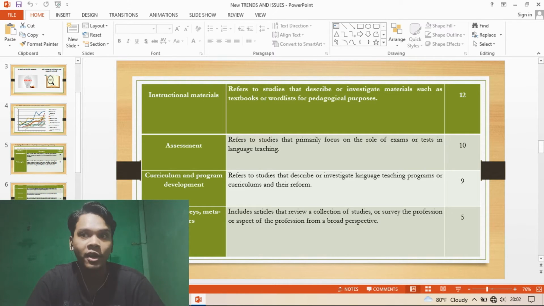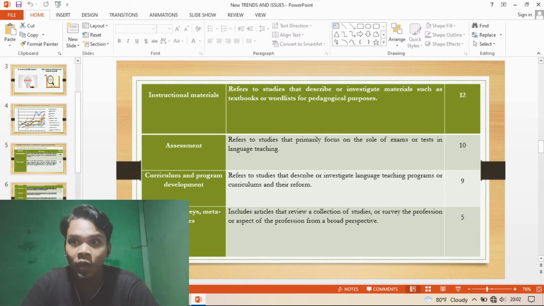So the number of articles here is 18. And the next one is teacher practice. Teacher practice refers to studies that primarily investigate teachers' practice, often via observation and interview, in order to better understand how they conduct classes. The focus is on what teachers do. The number of articles here is 18.